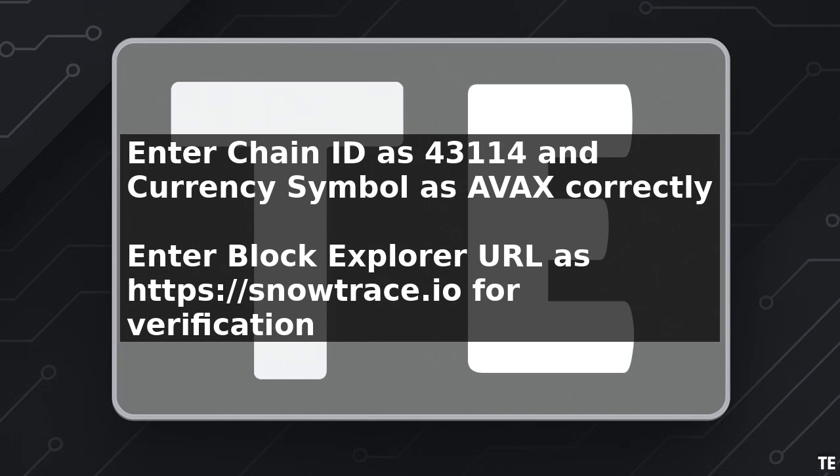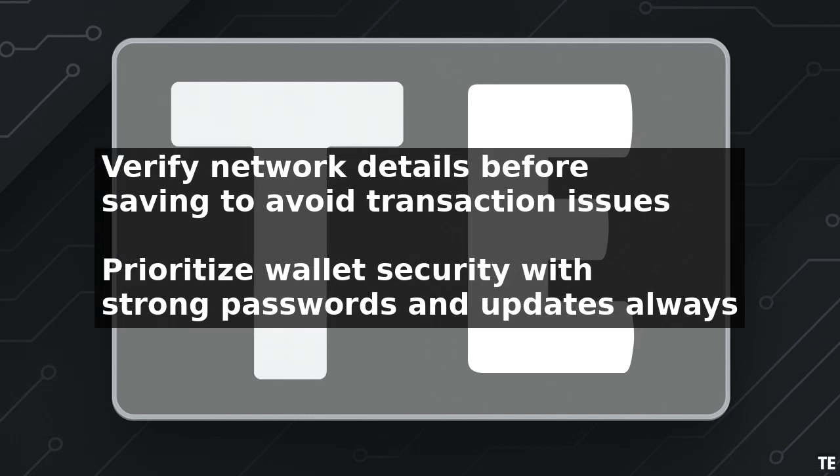Once the network is added, you can view your Avalanche balance and start interacting with the network by sending or receiving AVAX tokens or using Avalanche-based decentralized applications. Make sure to verify the network details before saving, as incorrect information may lead to issues with your transactions. Also, be aware of the network fees associated with Avalanche transactions, as they may vary depending on the network congestion.